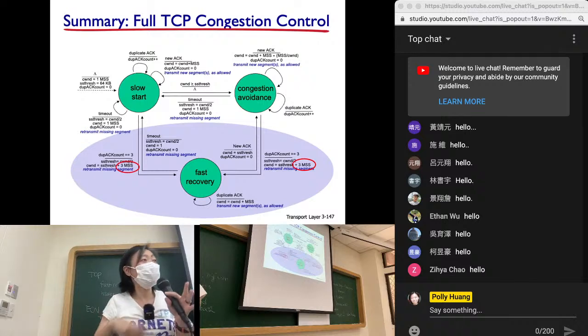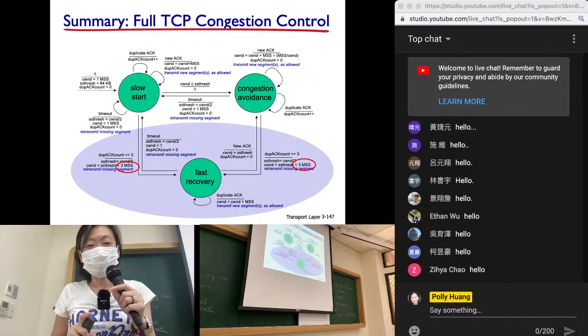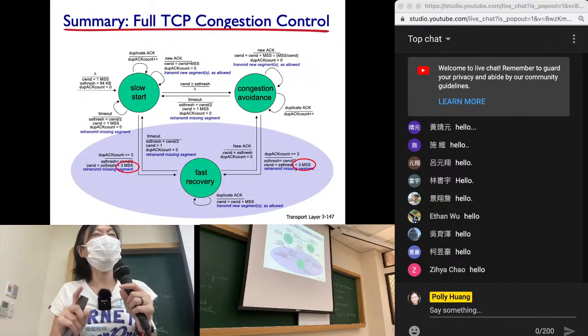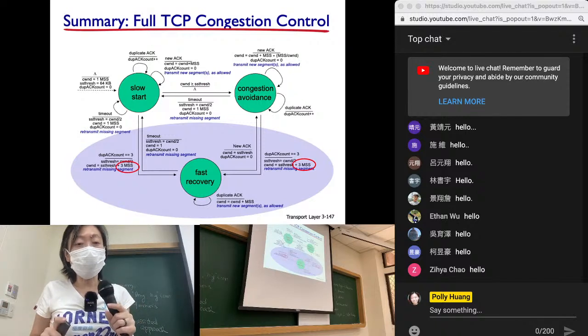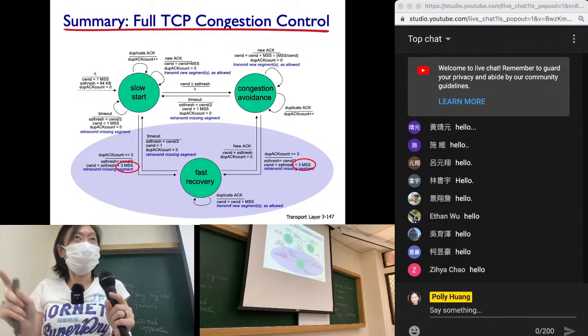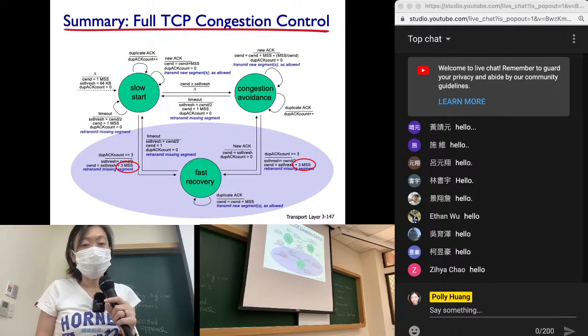So it's a little bit more generous, isn't it? Let's not be so strict, dropping it to half and starting from there. Let's drop it to half the window size plus 3 and start from there. Okay. And then we're now in the fast recovery state.